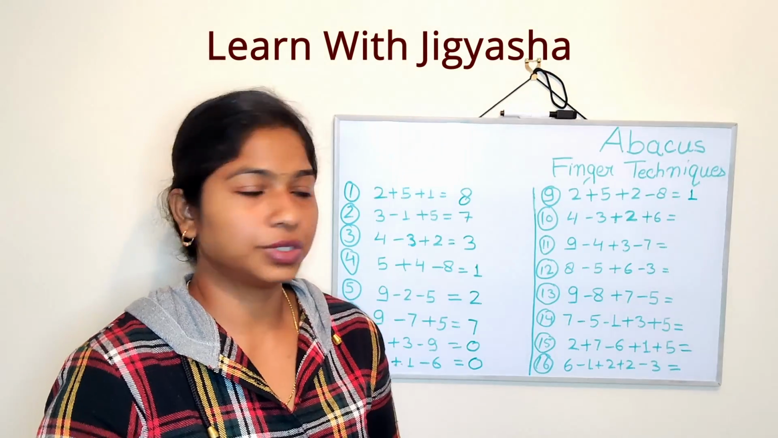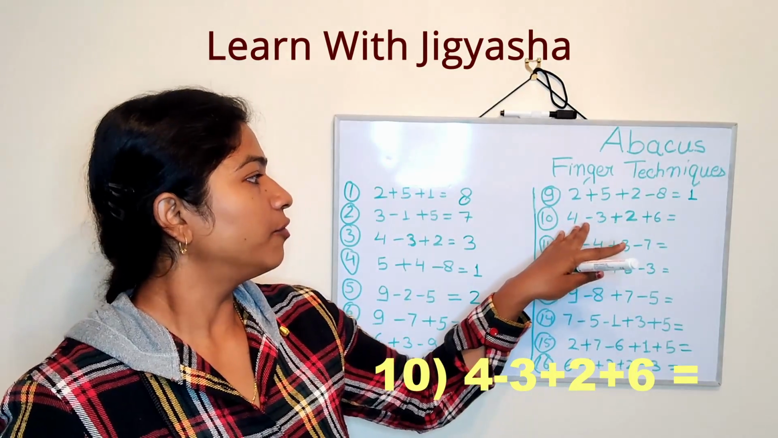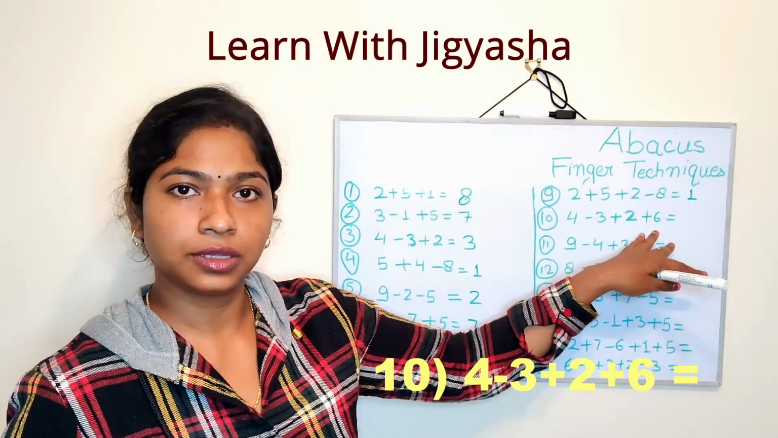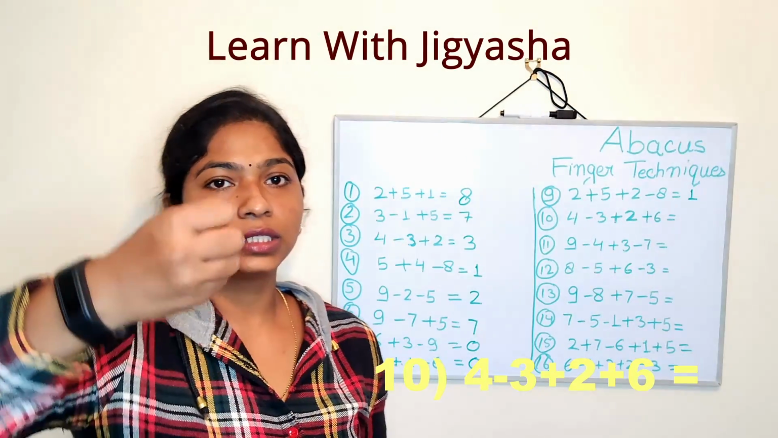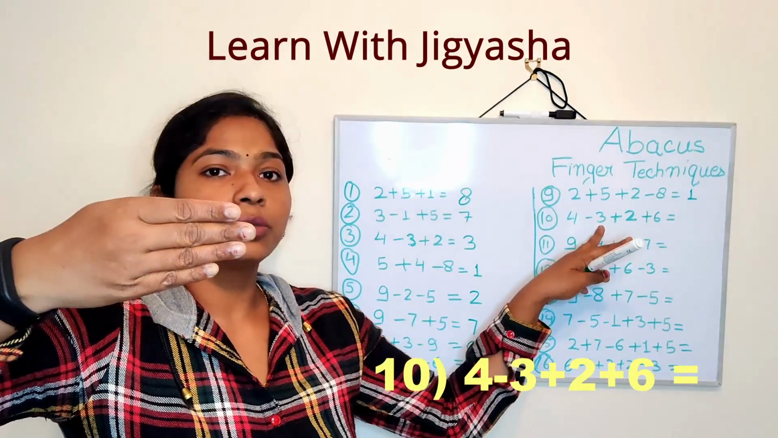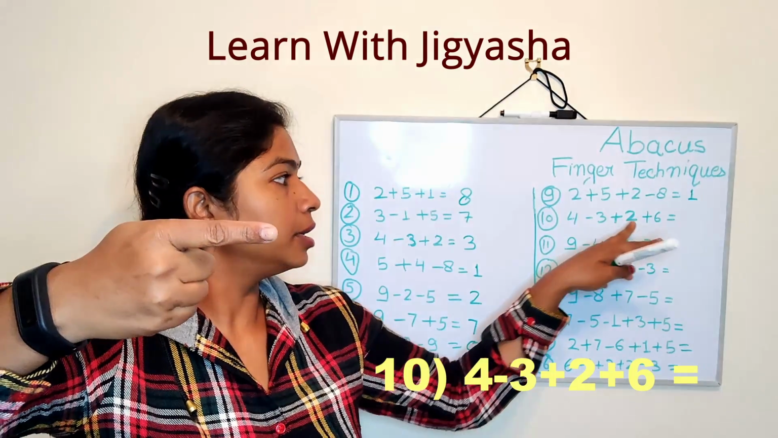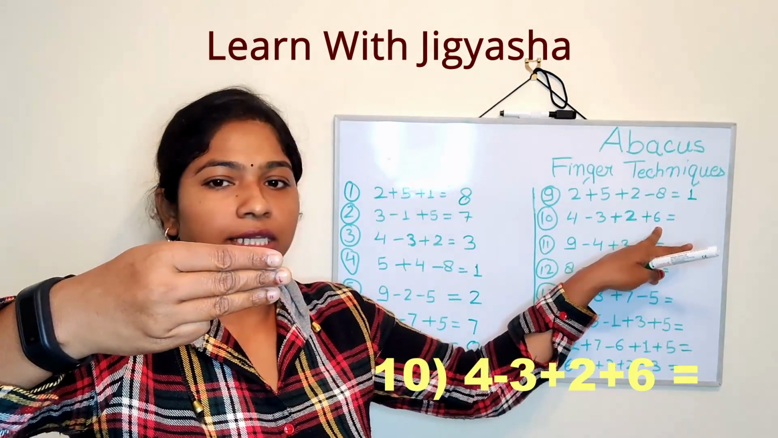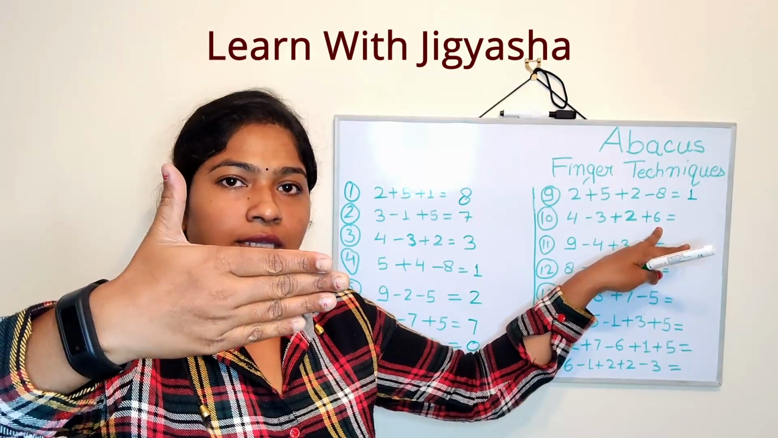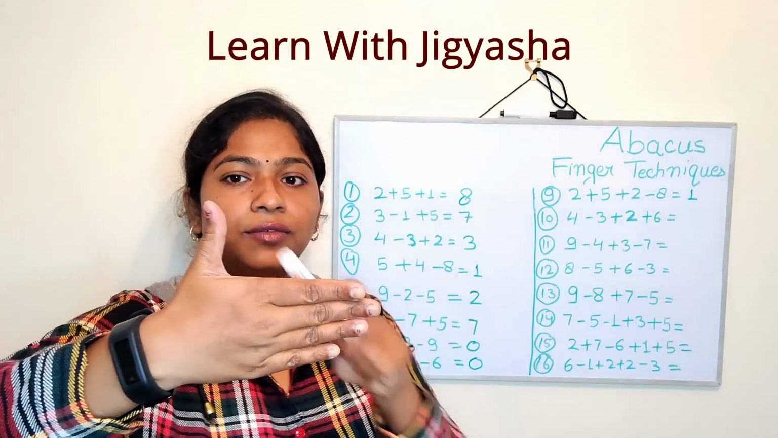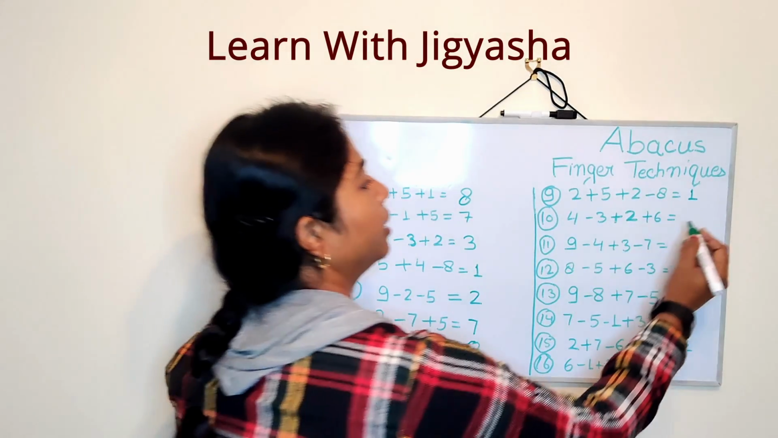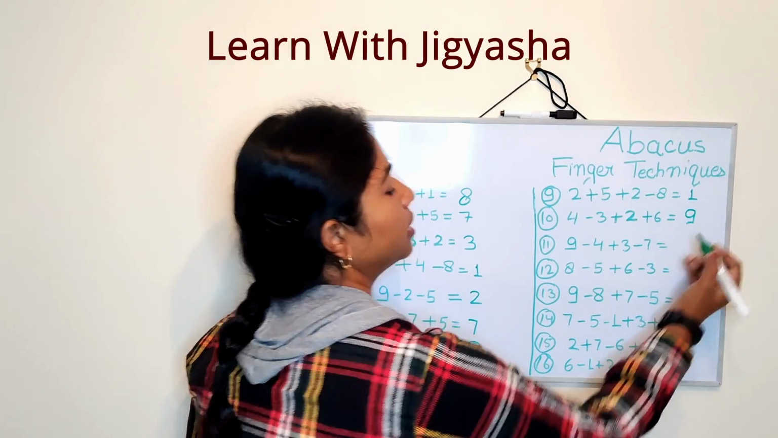Okay. Next question. Our next question is 4 minus 5 plus 2 plus 6. Okay. So this is 4. So minus 3, plus 2, 1 and 2, plus 6, 5 and 6. Right. So what is the answer? 5, 6, 7, 8 and 9. Okay. So here I will write down 9.